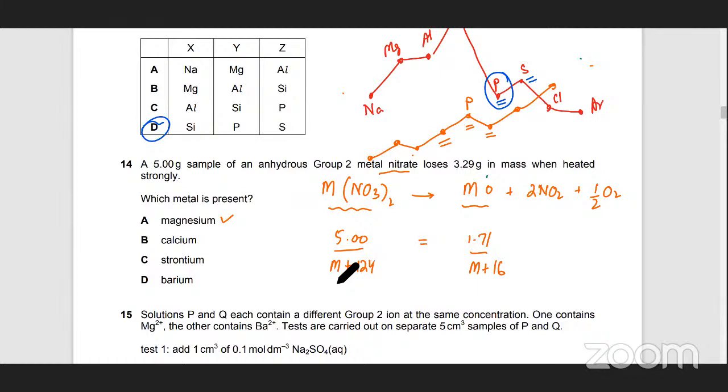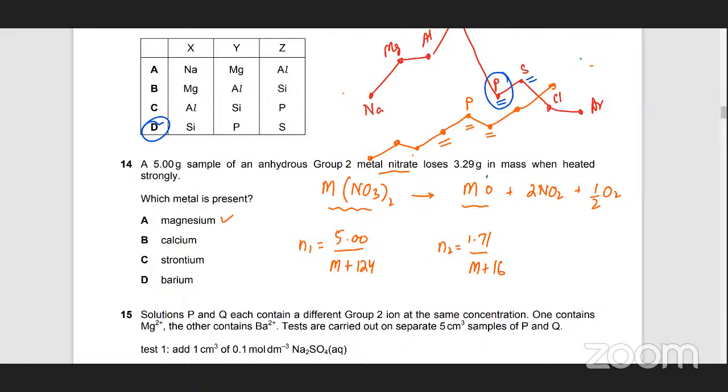I didn't get this. Why did he equate both of them? Okay, let's forget this. Is this clear? That's how you're going to find the moles of this substance, right? Yes, exactly. 5 grams divided by the MR, right? How do you find the moles of MO? Again, 1.71 divided by the MR, right?